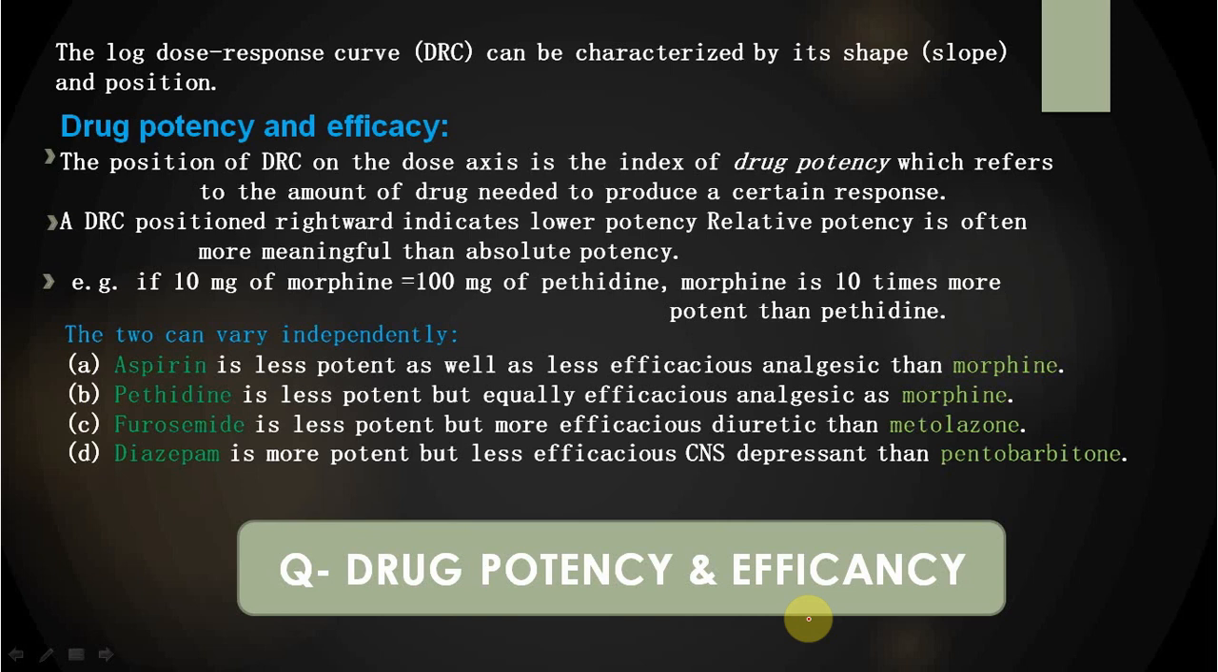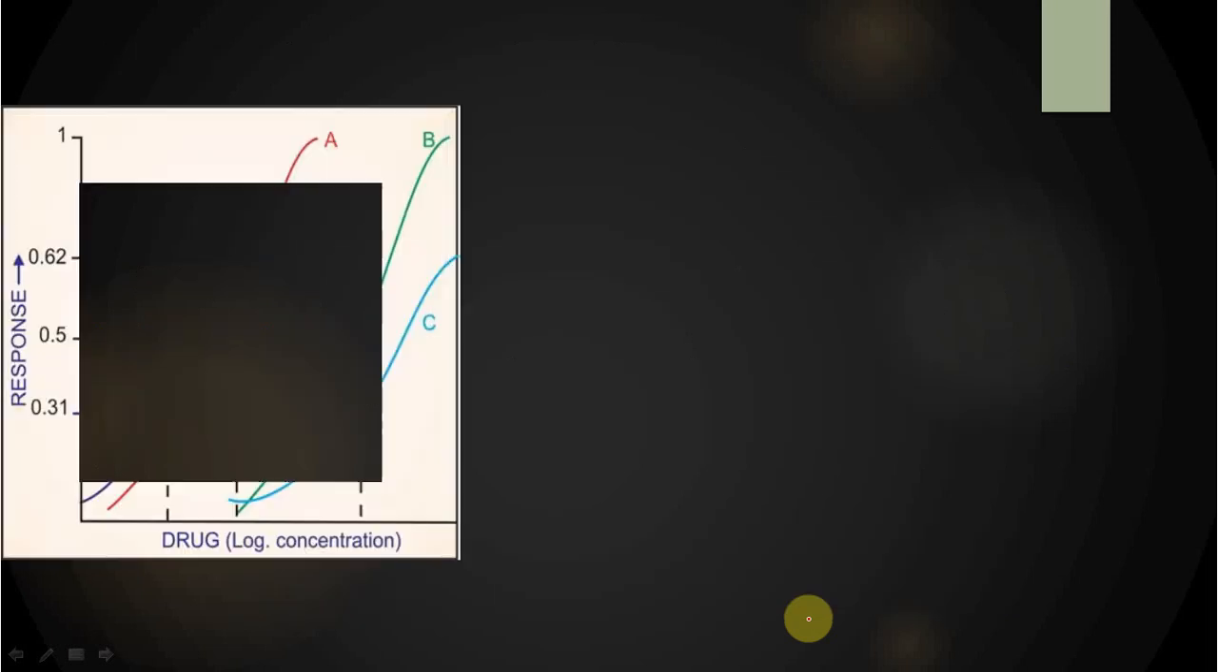Drug potency and drug efficacy can vary independently. For example, aspirin is a less potent as well as less efficacious analgesic than morphine. Pethidine is less potent but equally efficacious analgesic as morphine. Diazepam is more potent but less efficacious CNS depressant than pentobarbital.